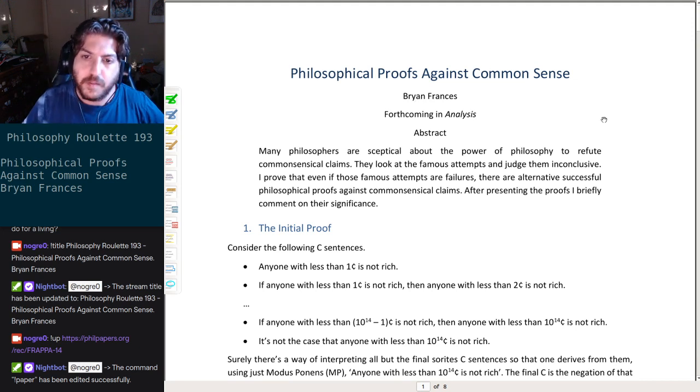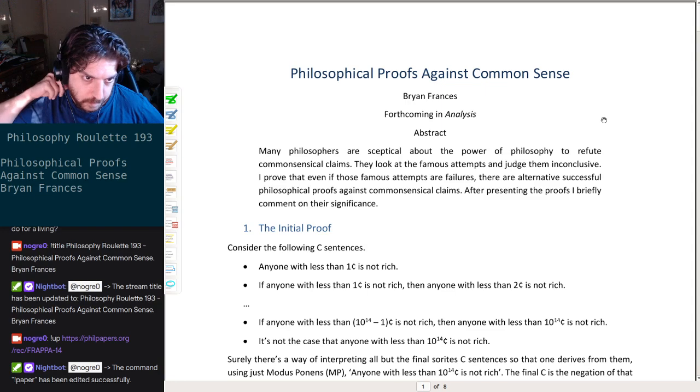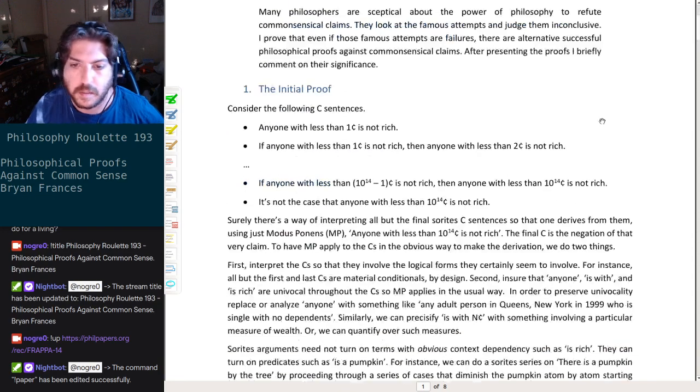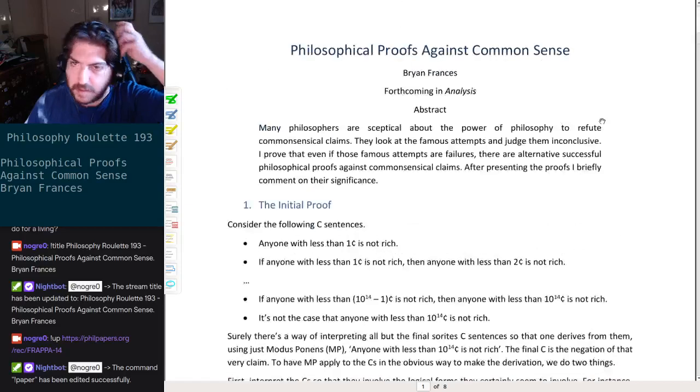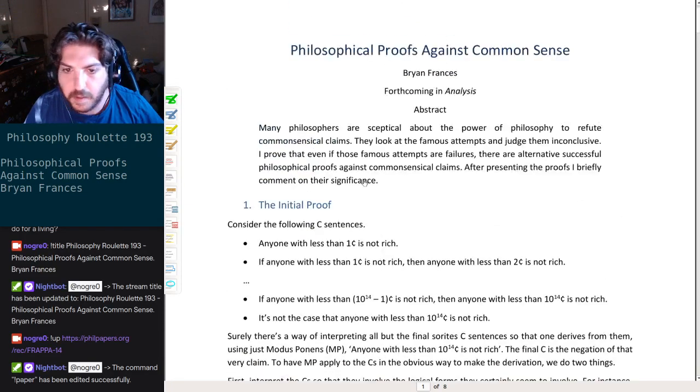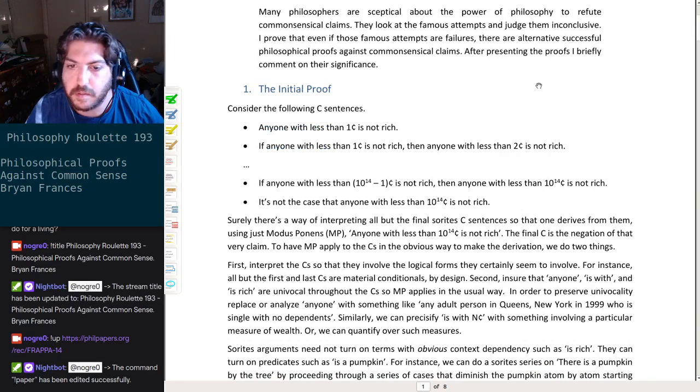Okay. Philosophical Proofs Against Common Sense by Bryan Francis, forthcoming in Analysis, and I do not read abstracts. Actually, is this an abstract? Nope, no abstract. Initial proof. Consider the following C sentences. Anyone with less than 1 cent is not rich. If anyone with less than 1 cent is not rich, then anyone with less than 2 cents is not rich. ... If anyone with less than 10^14 minus 1 cents is not rich, then anyone with 10^14 cents is not rich. It's not the case that anyone with less than 10^14 cents is not rich. Okay. Hello, Sorites.